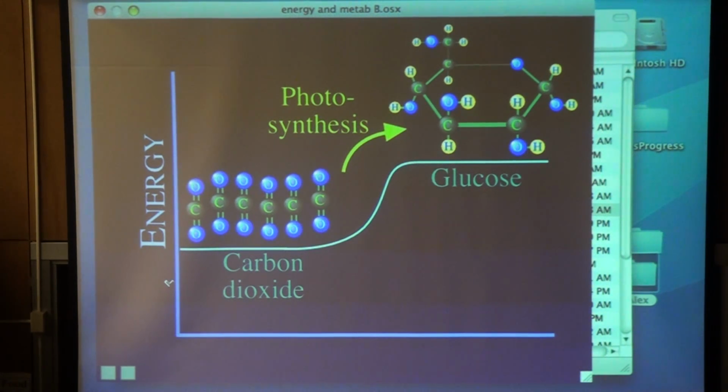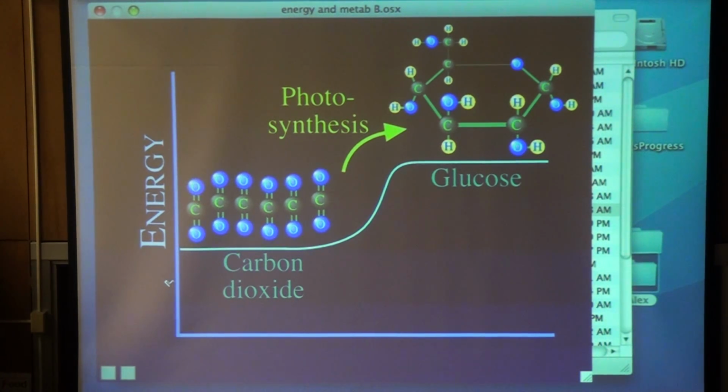I don't have the overhead for this now, but a good example of this is photosynthesis. When plants are doing photosynthesis, they're taking carbon dioxide out of the air and converting it into glucose carbohydrate. And they're doing that as a way of storing up energy for themselves.